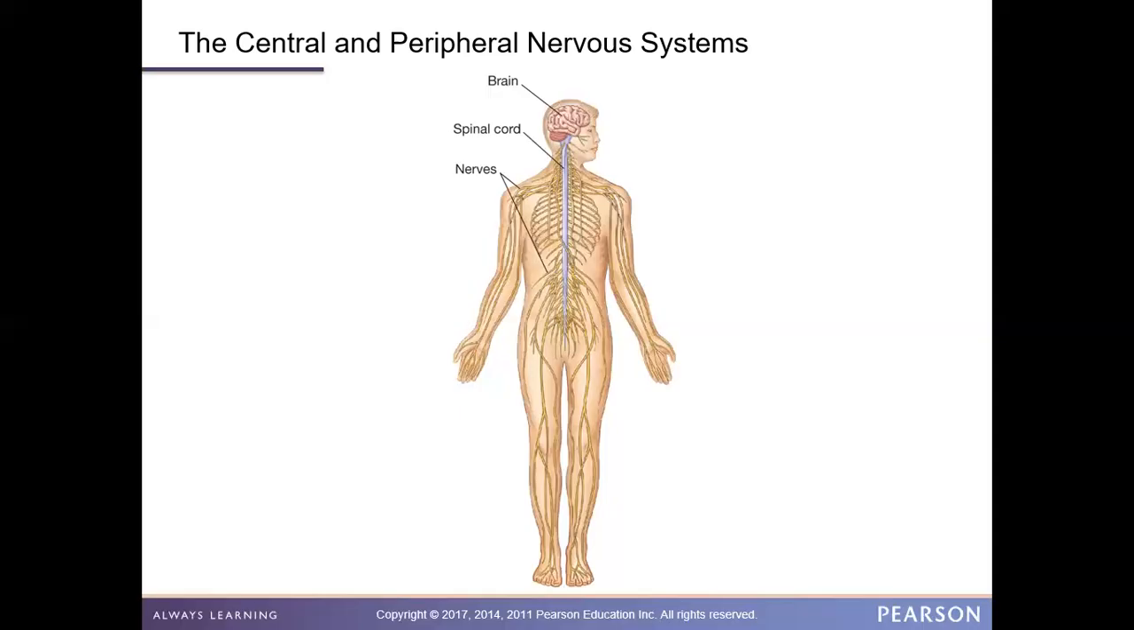Your peripheral nervous system is everything that branches out from the spinal cord. So you have nerves that extend out of your spinal cord into your fingers, into your toes, into other parts of your body. All those nerves constitute the peripheral. They work on the periphery of the spinal cord. So central: brain and spinal cord. Peripheral: nerves, all the nerves that branch out.